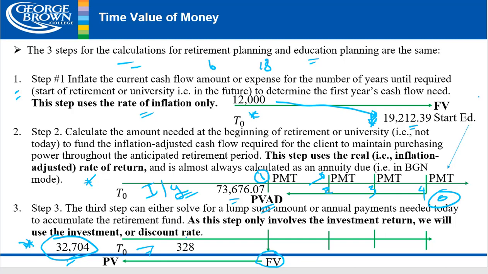Now, if I'm planning, we're just going to do a monthly savings between myself and my spouse. We're just starting an education fund. How much would we need to save on a monthly basis? It would be $328. Okay, so that's the 3 steps for education planning.